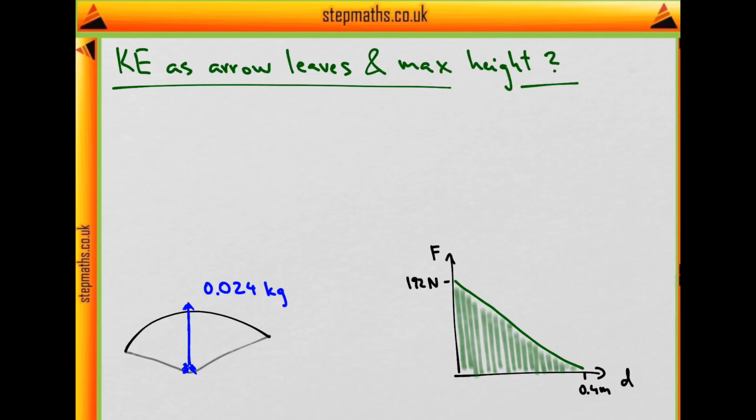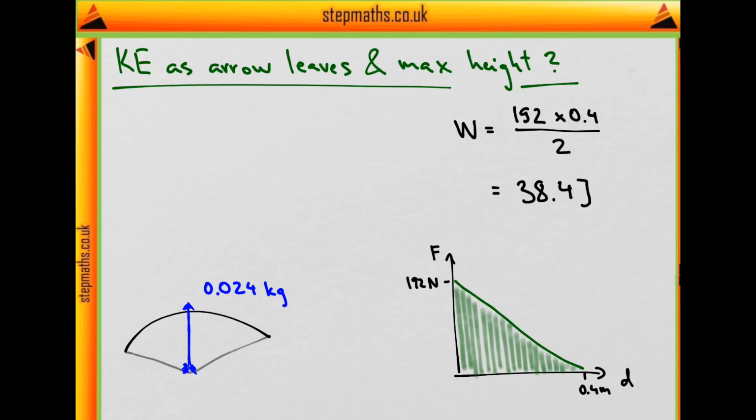So they even tell us that the work done by the bowstring is the area underneath this line. That's why I've shaded it in lighter green. And that area equals 192 Newton, that's the length of this side times 0.4, the length of the other side, divided by 2 because it's a triangle. And that's 38.4 joules.